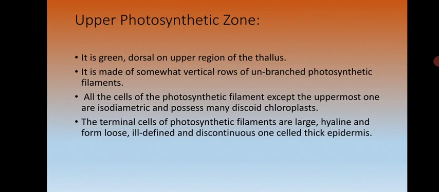The chlorenchymatous or assimilatory region consists of vertical rows of chlorophyllous cells. These are green, on the upper region of the thallus, made up of somewhat vertical rows of unbranched photosynthetic filaments. All the cells of a photosynthetic filament except the uppermost one are isodiametric and possess many discoid chloroplasts. They are used for photosynthesis and synthesis of organic food.